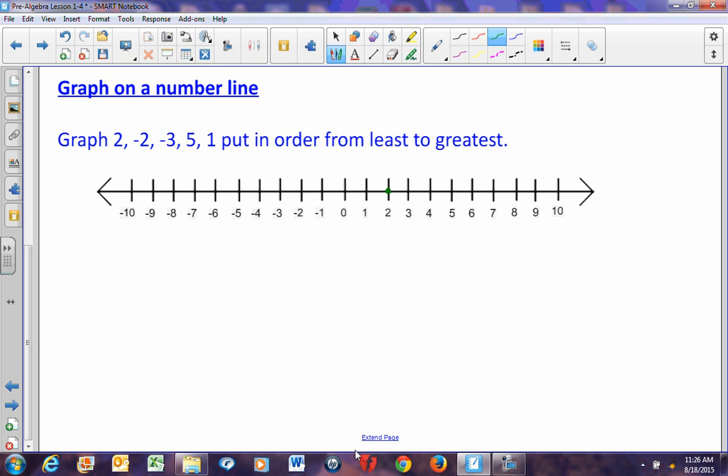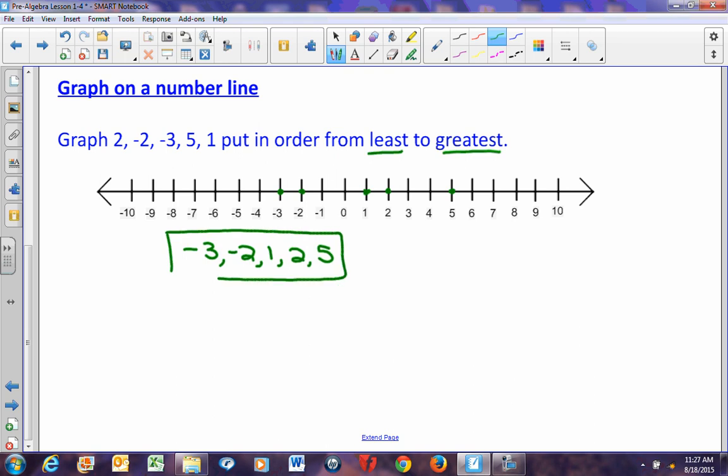So there's 2. -2 would be at the -2 position right here. -3 is at the -3 position right here. 5 is over here at 5. And 1 is at 1. So I've now plotted all my points. The great thing about plotting them on a number line is it's really easy to put them in order from least to greatest. Now all we have to do is read from left to right. From left to right, this reads -3, then -2, then 1, then 2, then 5. There they are in order, because they've already been graphed on the number line in order.